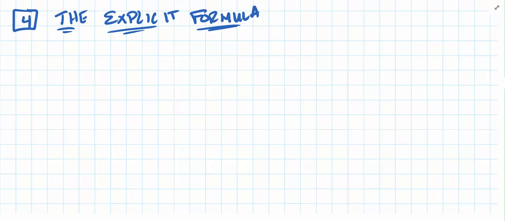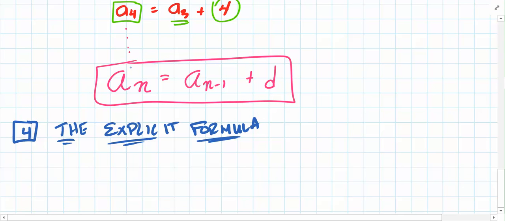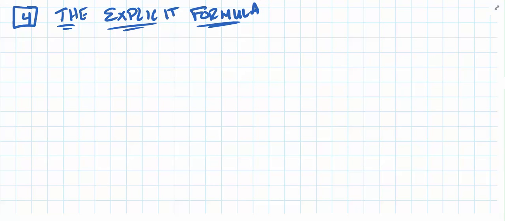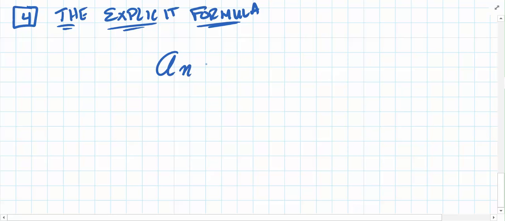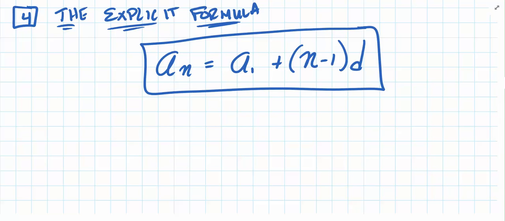Now the recursive formula, we have to use the one before it. If I want the fifth term, I have to know something about the fourth term. The explicit formula allows us to fast forward up to any term that we want, and it's given by this. Any term a sub n is the first term, a sub 1, plus the quantity n minus 1 times d. Notice that this n matches that n over there.